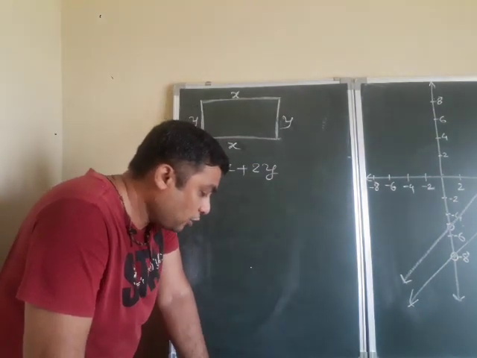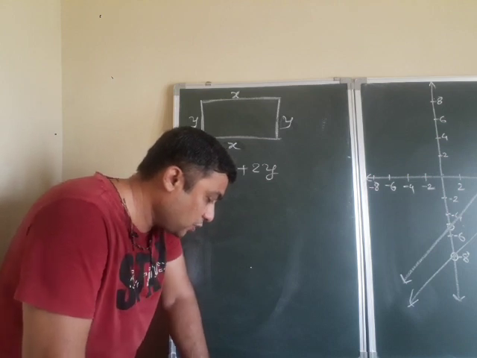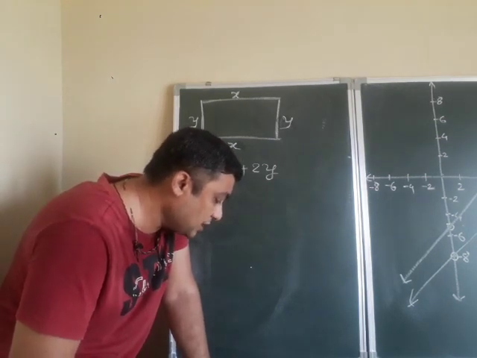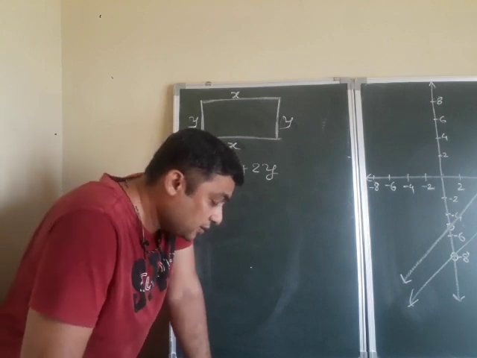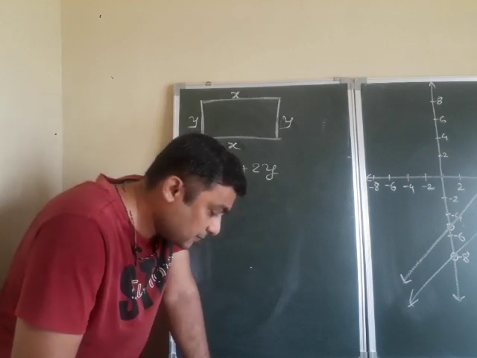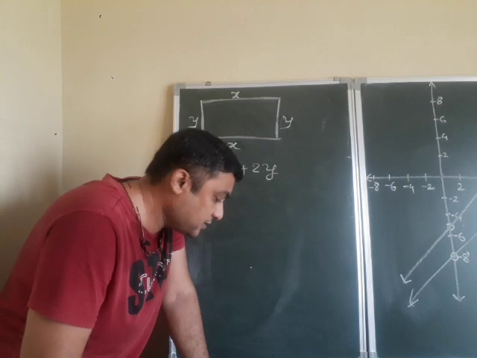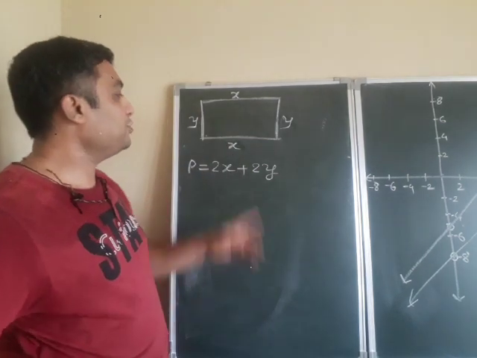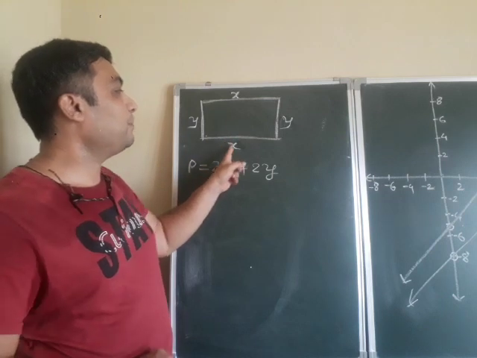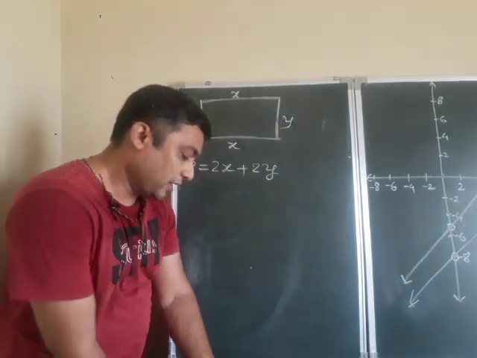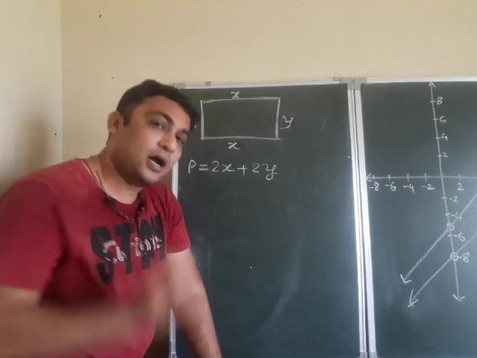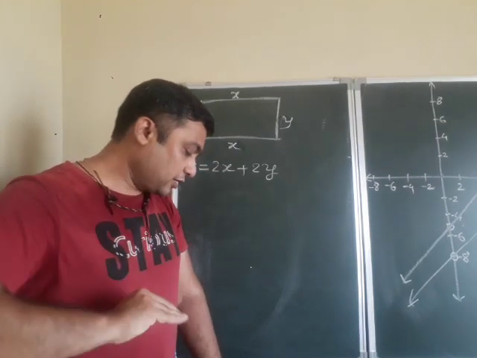So now let me read the example. Half the perimeter of a rectangular garden whose length is 4 meter more than its width is 36 meter. Find the dimension of the garden. Dimension of the garden find, means the value of x and the value of y. Now half the perimeter of a rectangular garden.